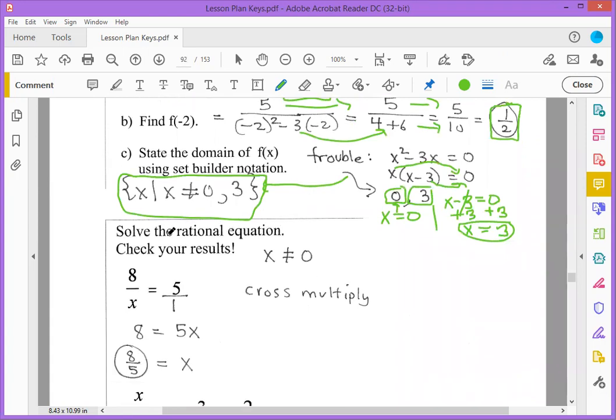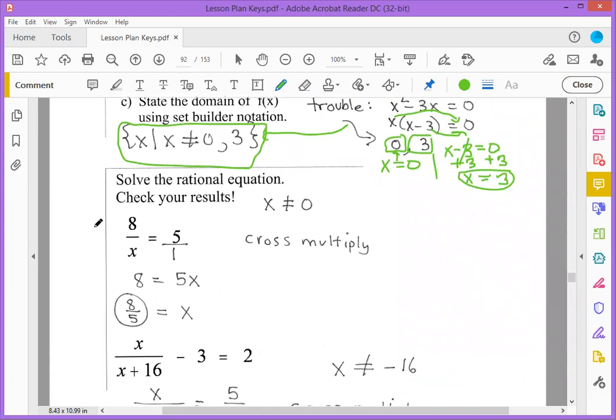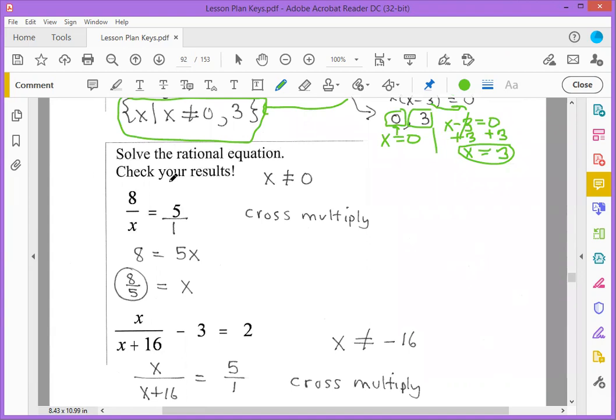Next, we're going to solve the rational equations and check our work. You solve rational equations by cross multiplying. Remember, you're just going to multiply the terms that are diagonal to each other. Now, originally we had 8 over x equals 5. You want to make that 5 a fraction by putting it over 1. And then we're going to cross multiply.